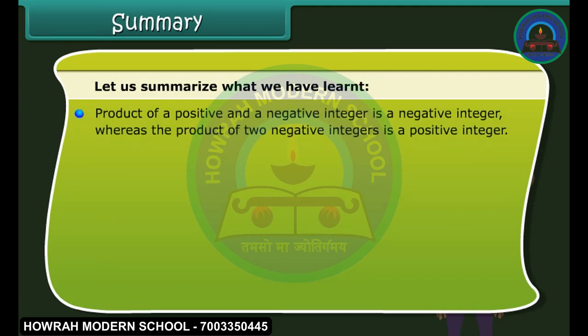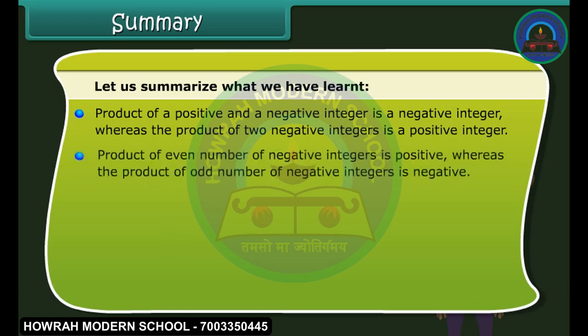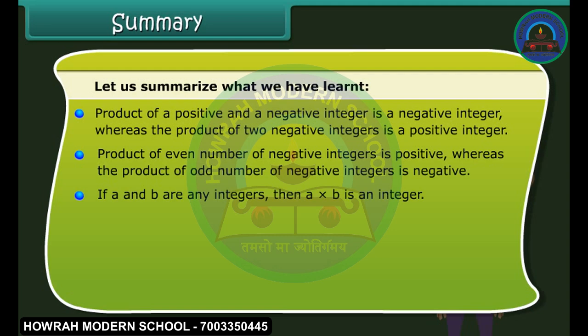Product of a positive and a negative integer is a negative integer, whereas the product of two negative integers is a positive integer. Product of an even number of negative integers is positive, whereas the product of an odd number of negative integers is negative. If a and b are any integers, then a × b is an integer. If a and b are any integers, then a × b is equal to b × a.